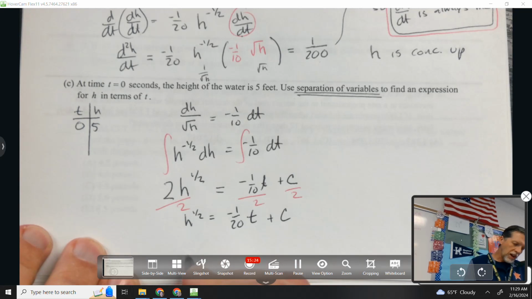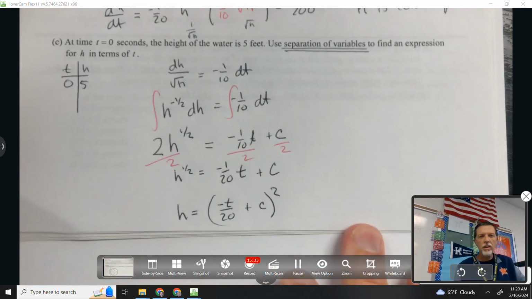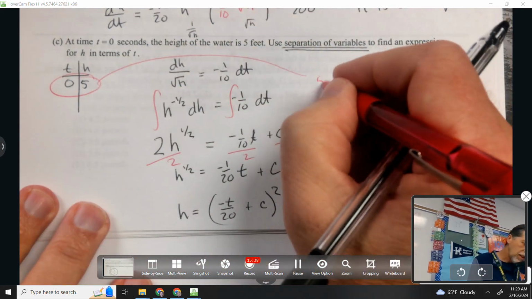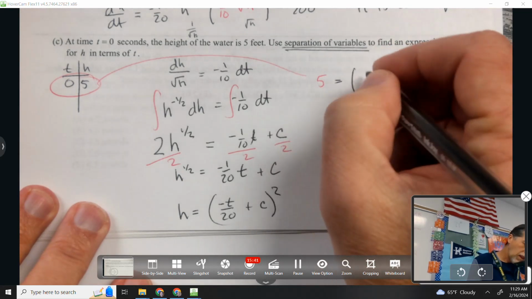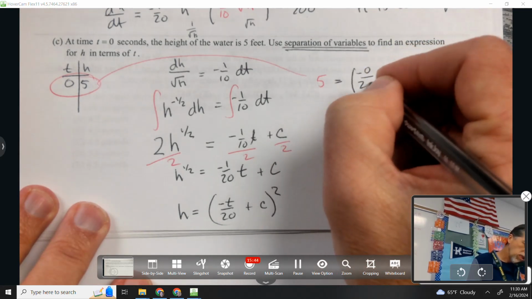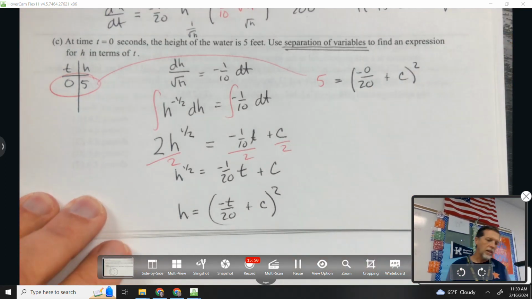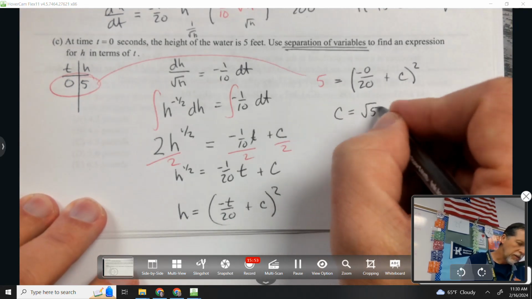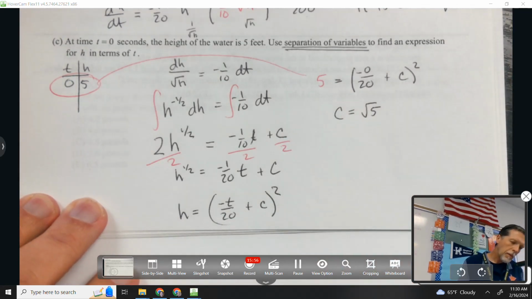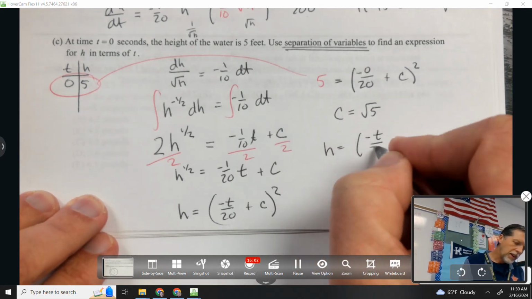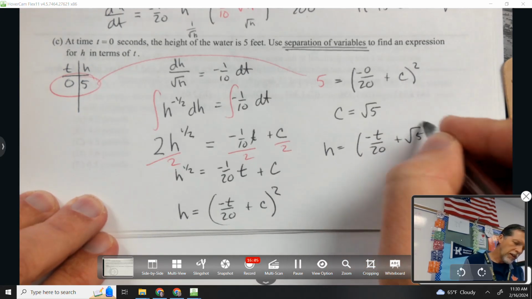And then let's square both sides. So negative t over 20 plus c squared. Although that's not really my final answer yet because I need to plug in 0.5. So again, they were nice. They gave me the 0 thing. So c is the square root of 5. So h equals negative t over 20 plus the square root of 5 squared.